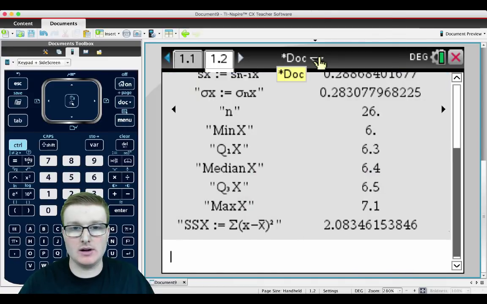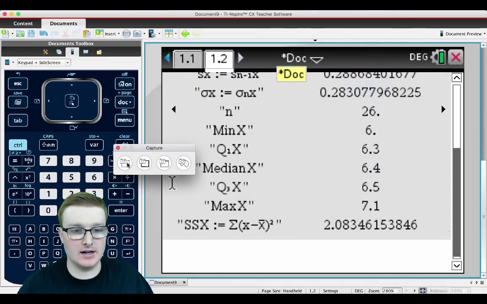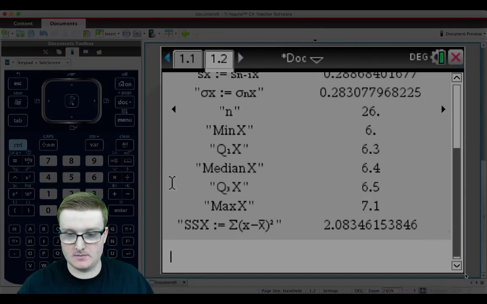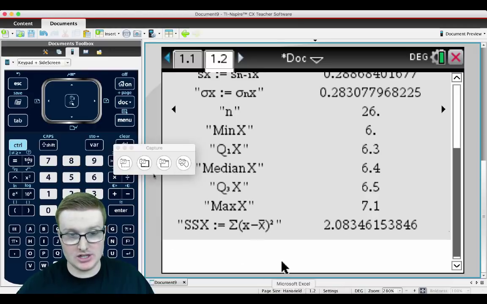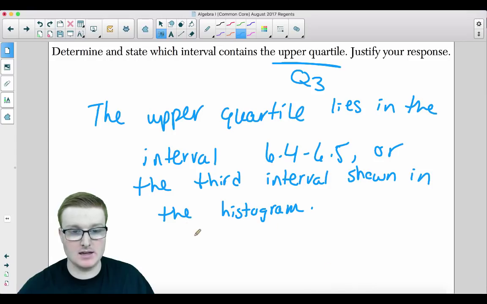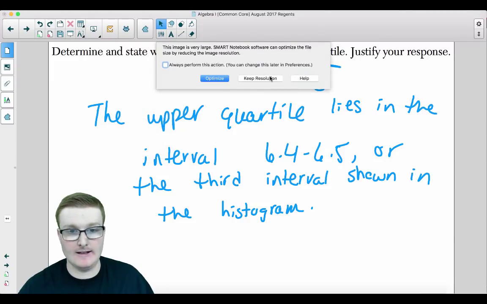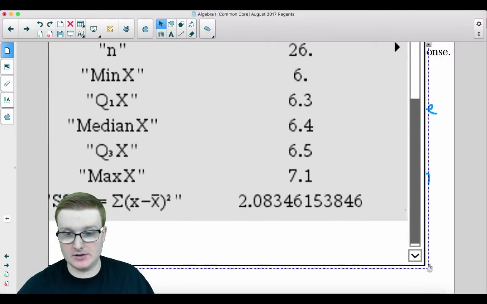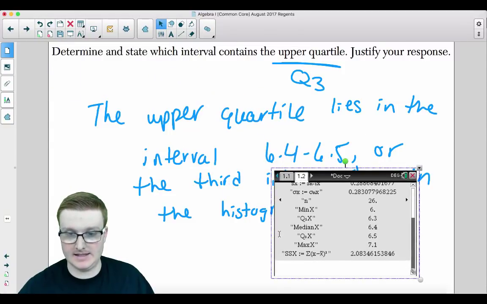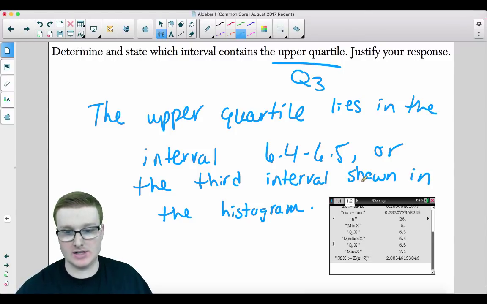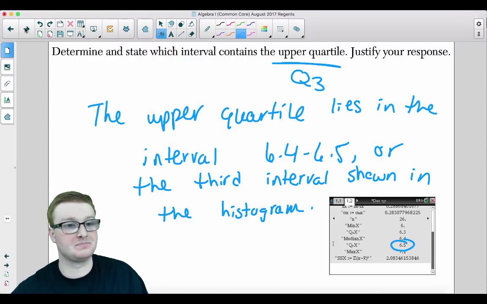So I'm actually just going to go ahead and copy it right now. It's going to get a little dark here, so bear with me. On your Regents, you are actually going to make this your justification. This is all right. So this is your justification right here. That's it. And you could show that the third quartile is 6.5 down there. Okay, that's how you do that question.